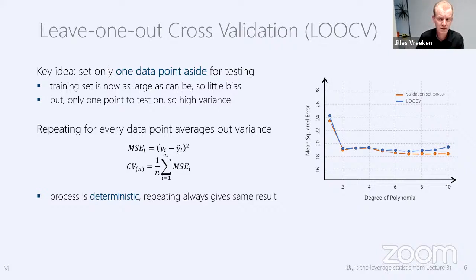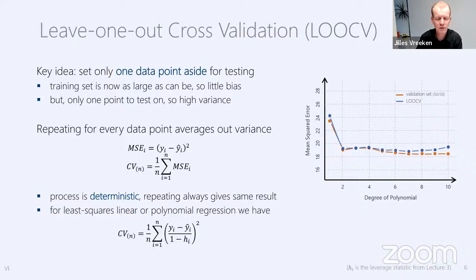Now, the nice thing is that for least squares and polynomial regression, we have a quite handy formula to compute in one go the leave one out cross-validation result. It's the difference between the predicted versus the actual label, and we normalize this by 1 minus the h_i.